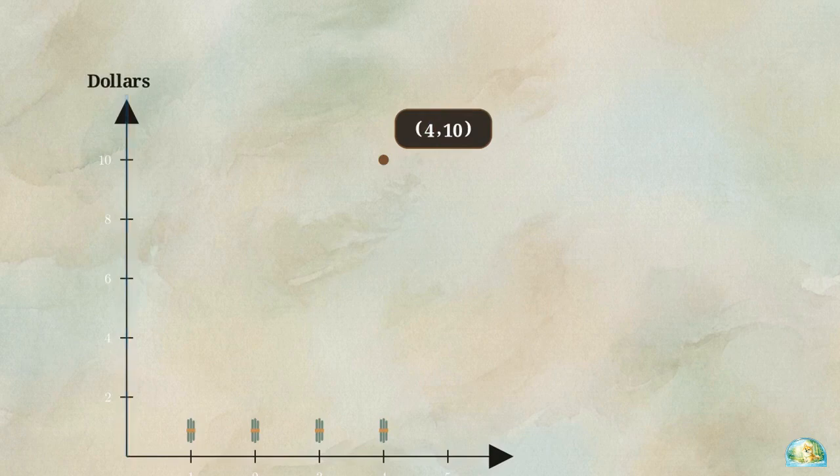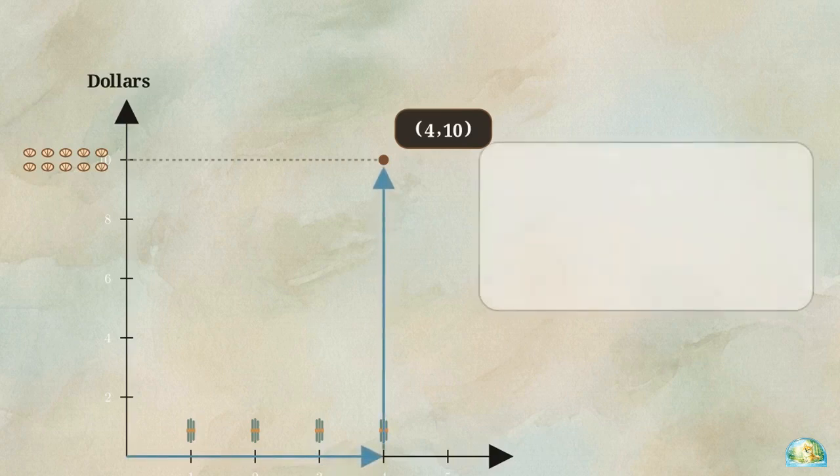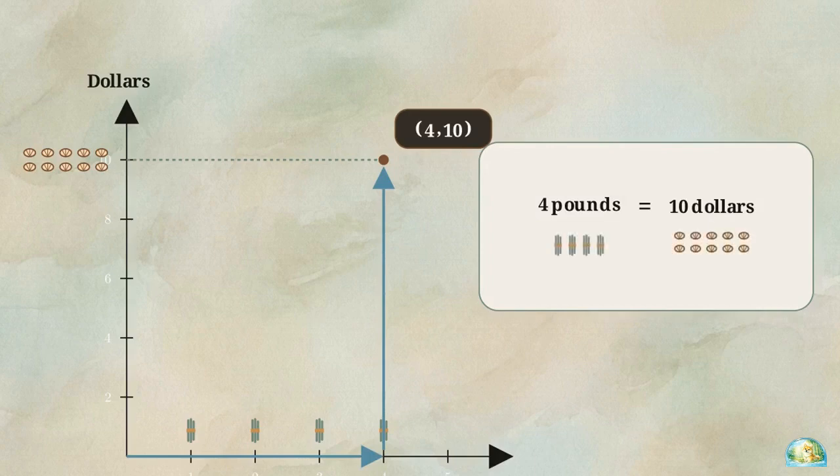Next, we trace over to the y-axis, measuring total dollars. Here, we see 10 small shells grouped together, matching the second number in our point, 10. To read this correctly, always maintain the sequence. You read the 4 first on the horizontal x-axis and the 10 second on the vertical y-axis. When we put those two values together, the point translates directly into a sentence. 4 pounds of apples cost $10.